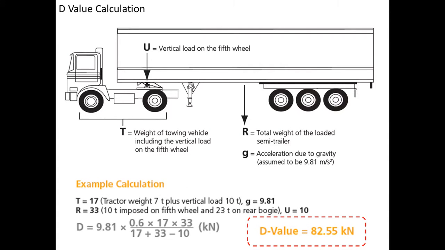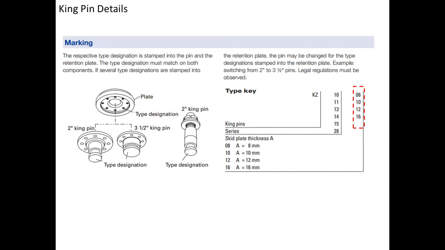So let us see a sample calculation. For example, T is equal to 17. In this case, the tractor weight is 7 tons plus the vertical load U, which is 10 tons, and R is 33 tons. 10 tons imposed on the fifth wheel and 23 tons on the rear bogie. So when we put everything in the formula, we get a D value of 82.5 kilonewton.